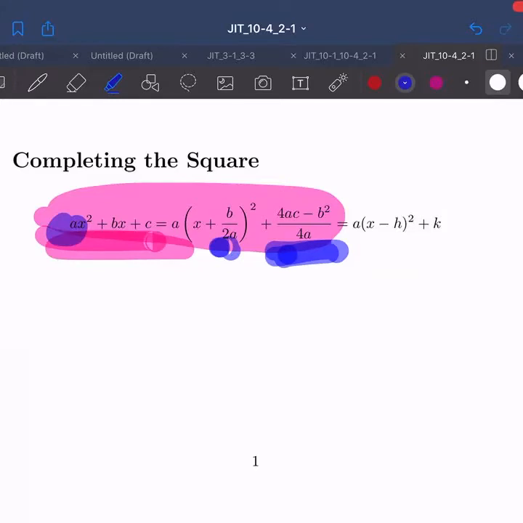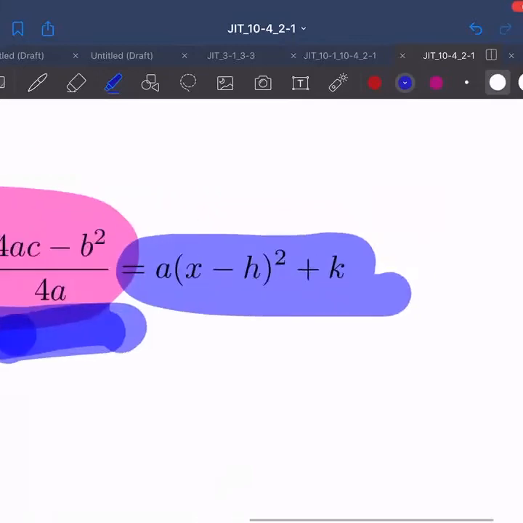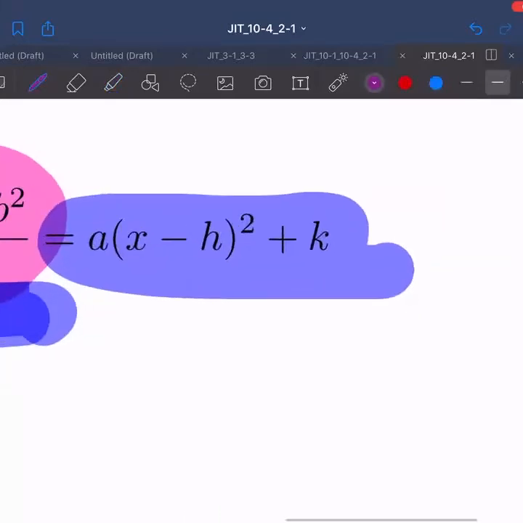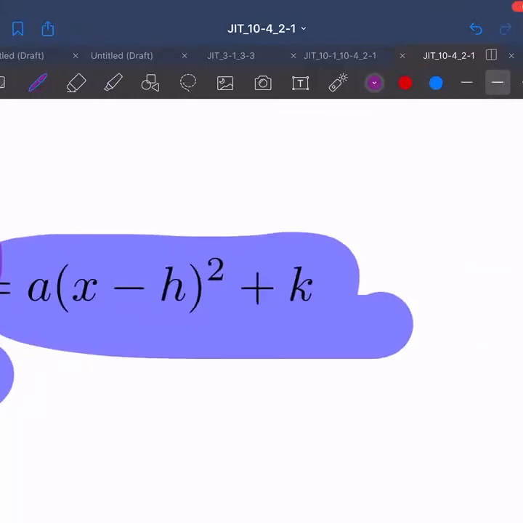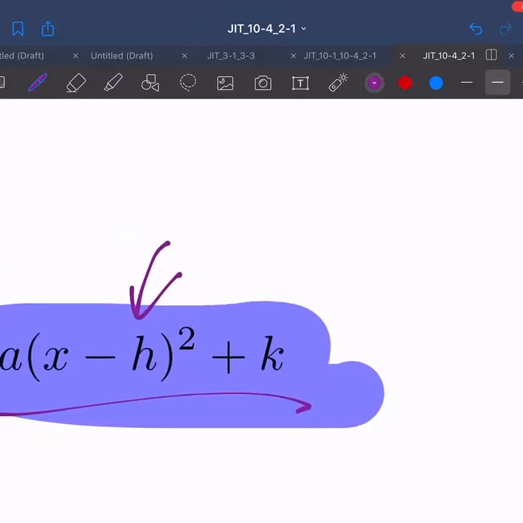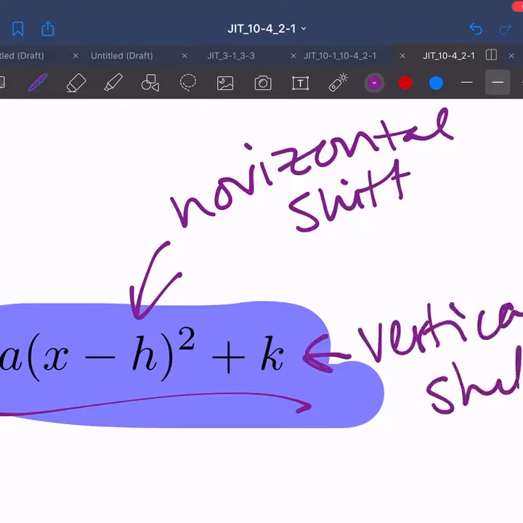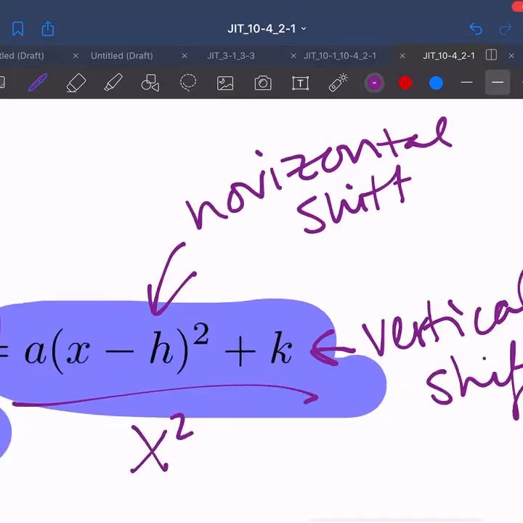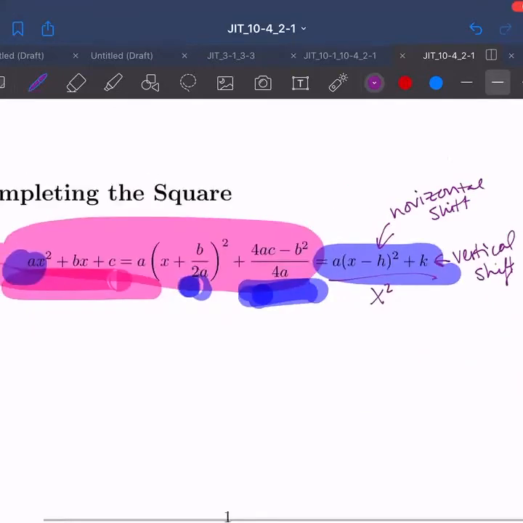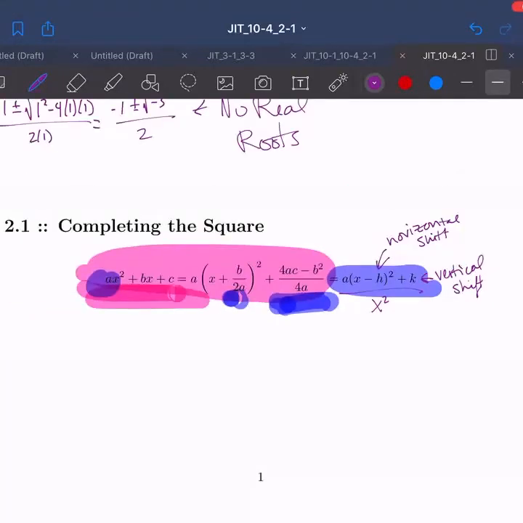Okay, but this also gives you the transformation formula, or not formula, but if we're given it this way, it's easy to see we've got this horizontal shift here, and a vertical shift here of the graph x squared. This form is really easy to read that from once we use this method.